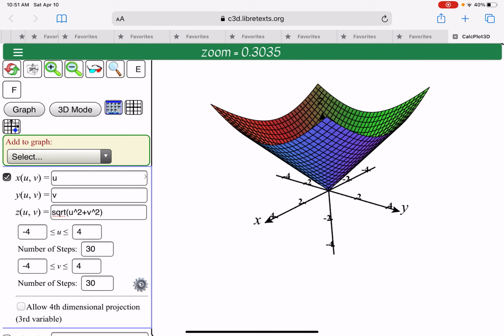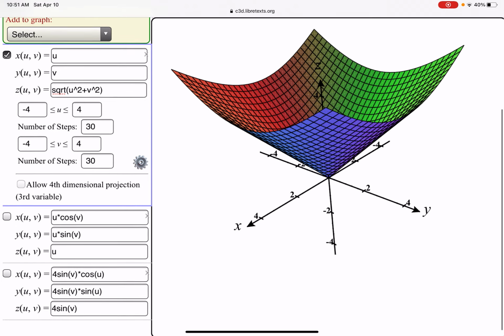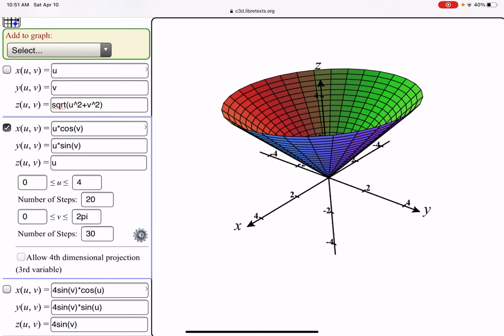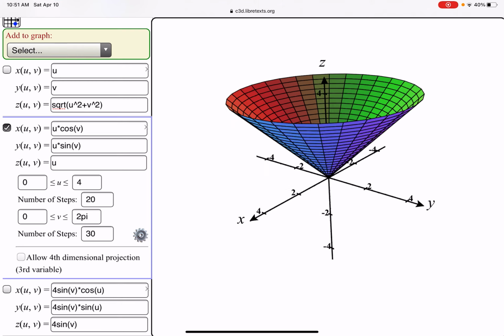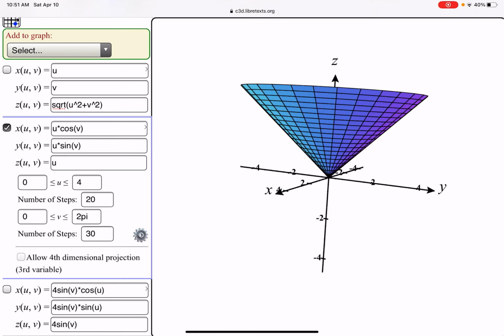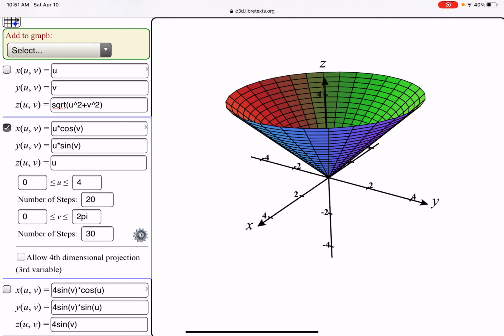So I'm going to express it instead in terms of polar coordinates. So here, x is equal to u cosine v, and y is equal to u sine v, and then z is equal to u, which is acting as my radius. And now you can see it looks a little bit more like a cone. Okay, now we've got these circular cross sections. u is going between 0 and 4, that's the radius, and then v is going between 0 and 2 pi. So that's one way we could express it.